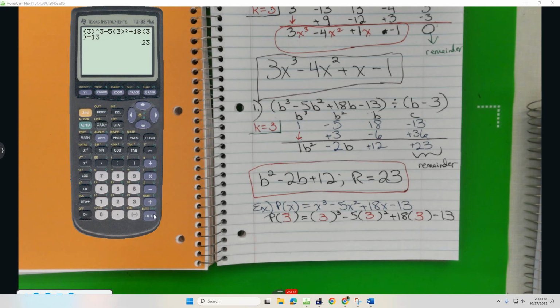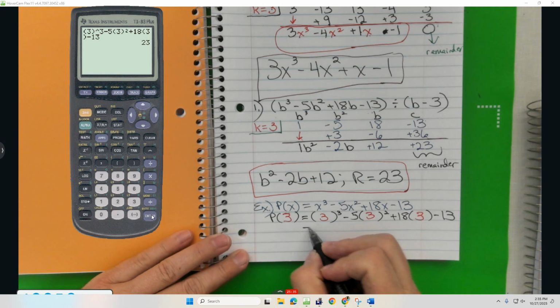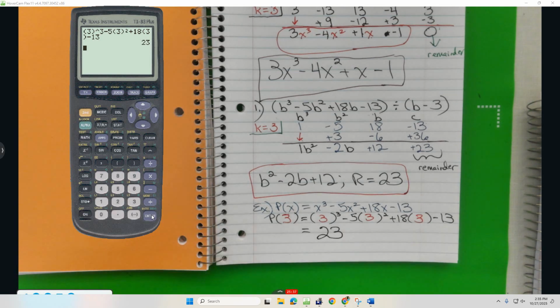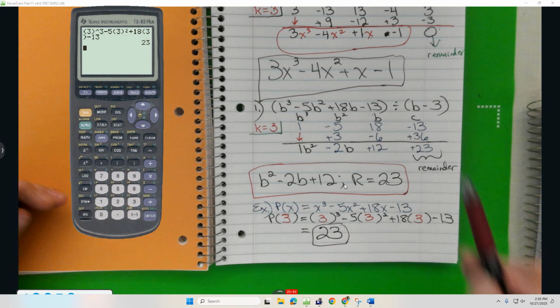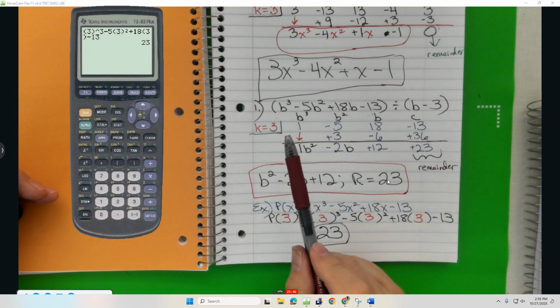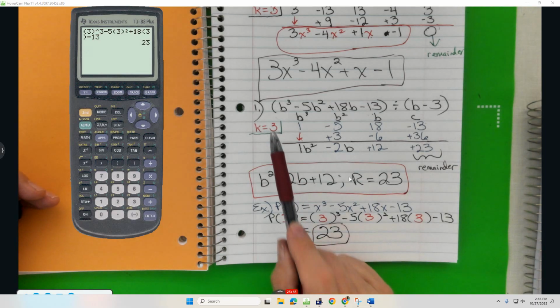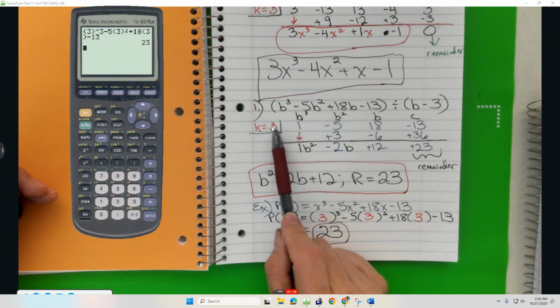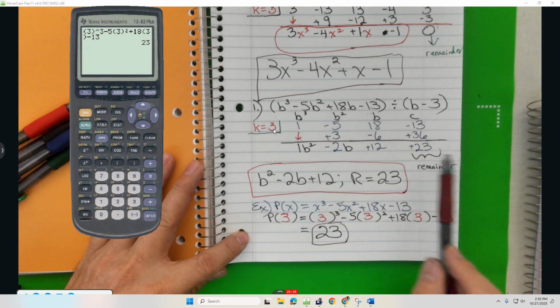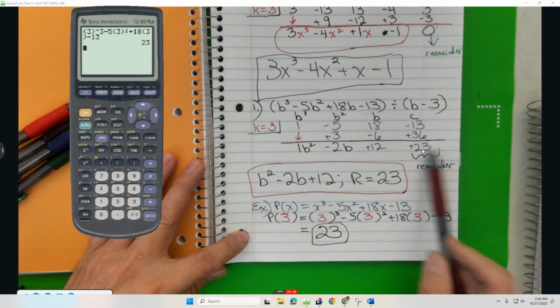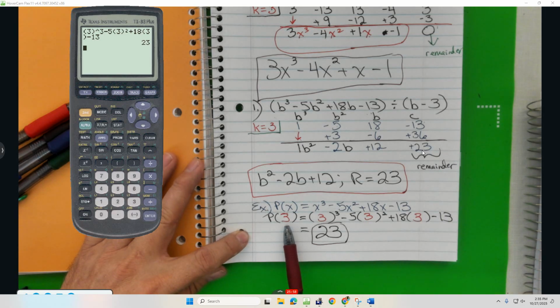There it is. Look at that. We got 23. Wait a minute. We just saw that number 23 a moment ago. Where do we see 23? The remainder. If you use synthetic division with a k-value, the way we did right here, whatever you get as the remainder is the value of the function at that k-value. That's called the remainder theorem.